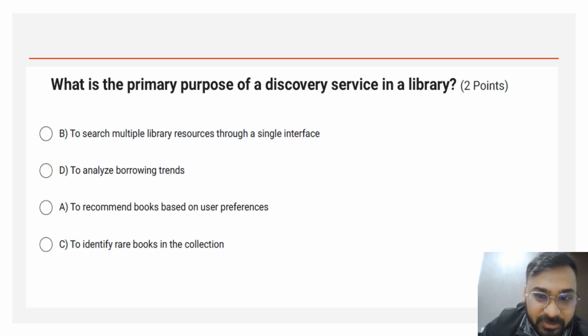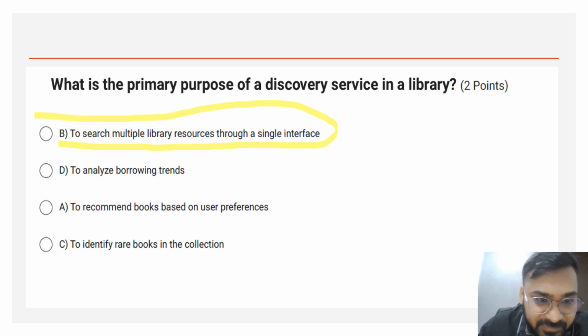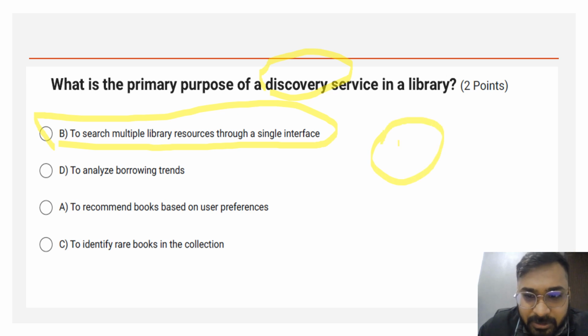What is the primary purpose of discovery service in library? To search multiple library resources through a single interface. So what is the main purpose of discovery services? We have different interfaces like Koha, DSpace and everything, a lot of databases. So it is to unify them in one platform, one search interface where you can search multiple things at one time. So that is the main purpose of discovery service.